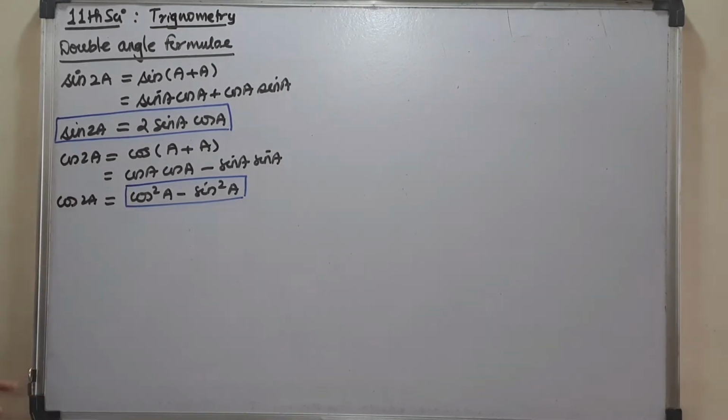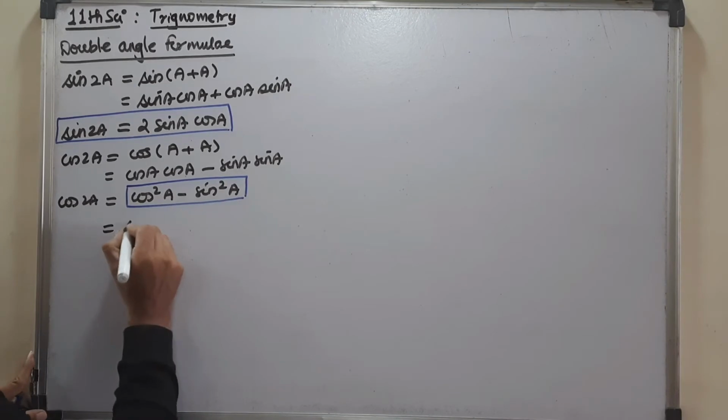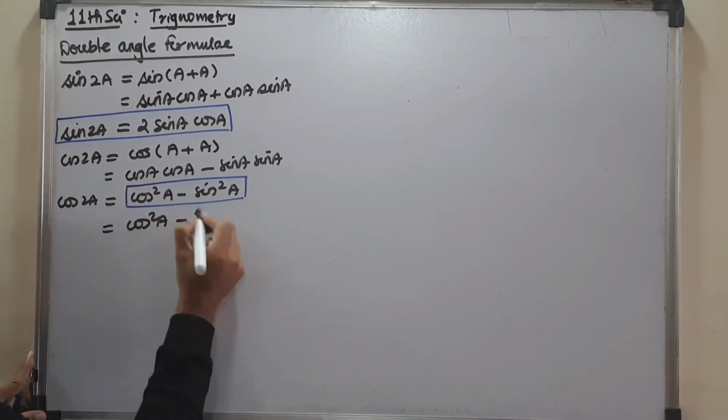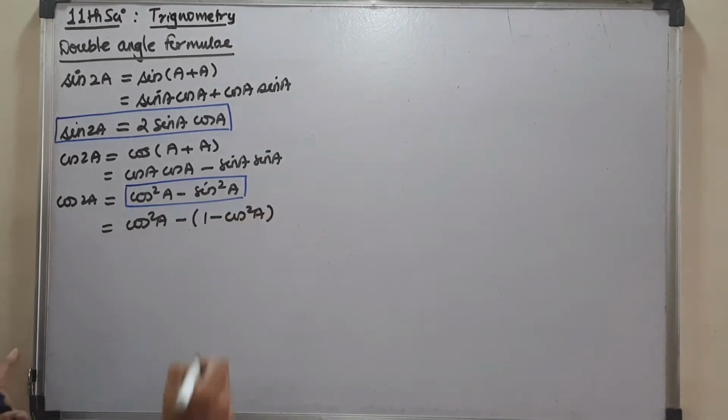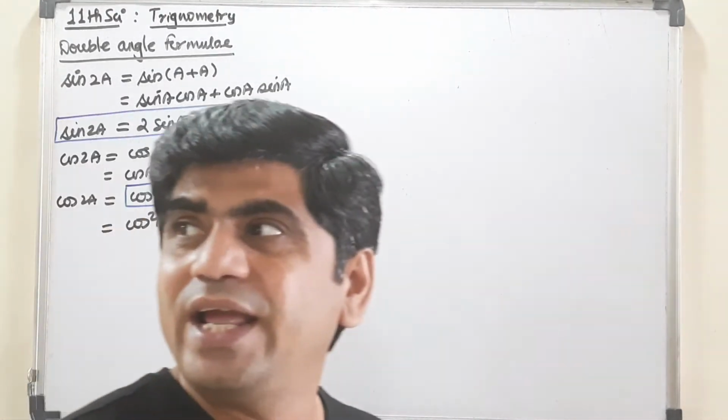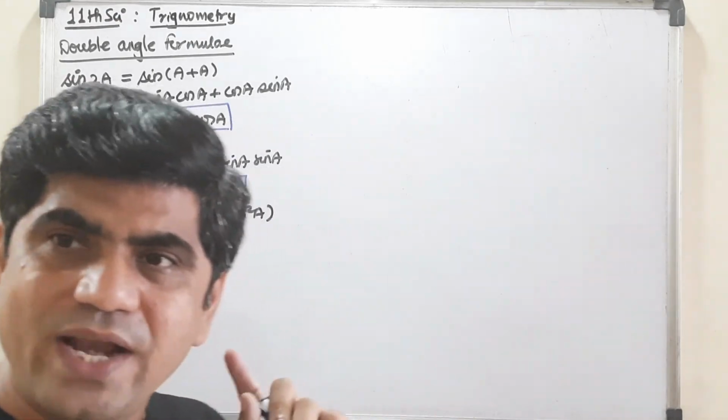Now can I make some change in this? That is, let this be cos square A and sin square A written as 1 minus cos square A, because I know sin square A plus cos square A is equal to 1.